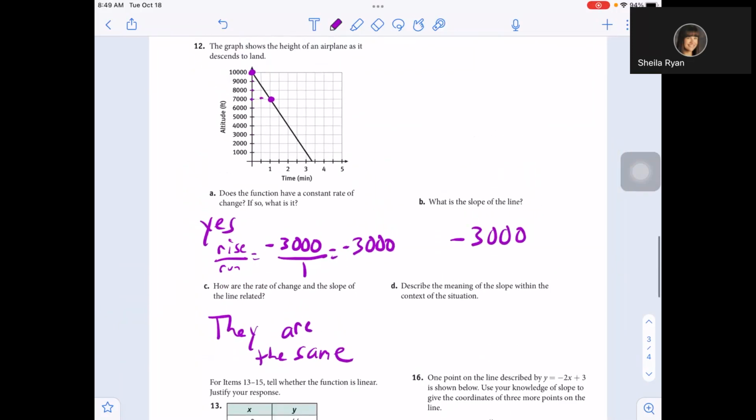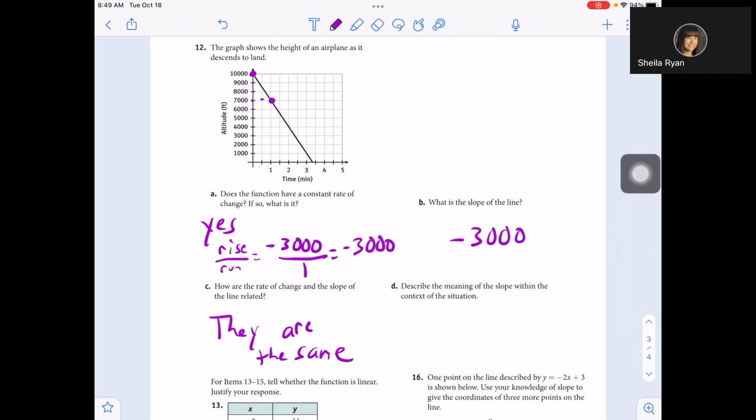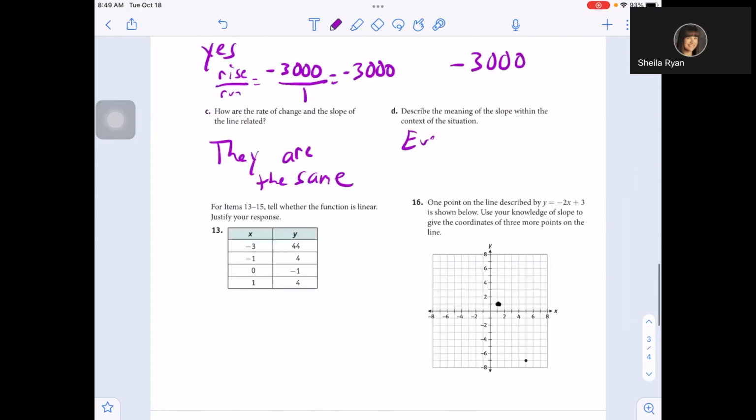Describe the meaning of the slope within the context of the situation. So this is showing us that every minute the airplane is dropping 3,000 feet. We go down 3,000 over the course of that minute, and then again, we go down another 3,000 over the course of the next minute as well. So every minute, the plane drops 3,000 feet.